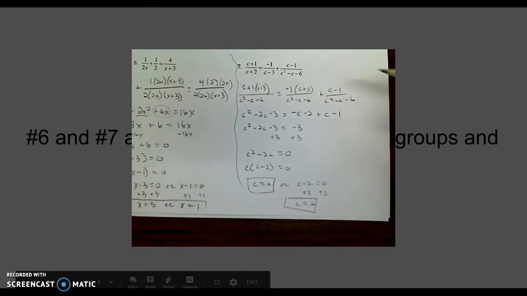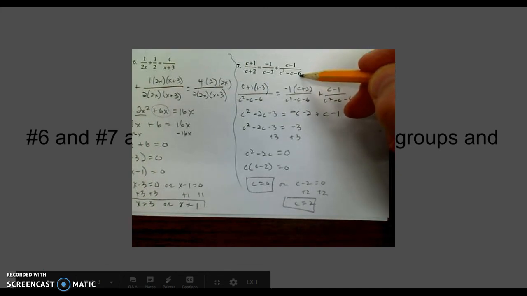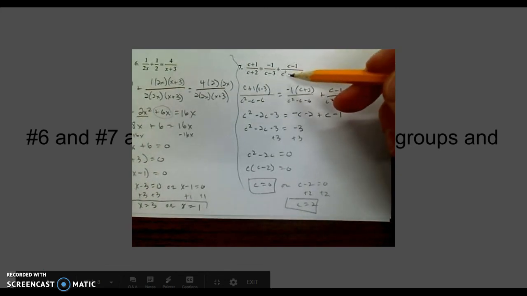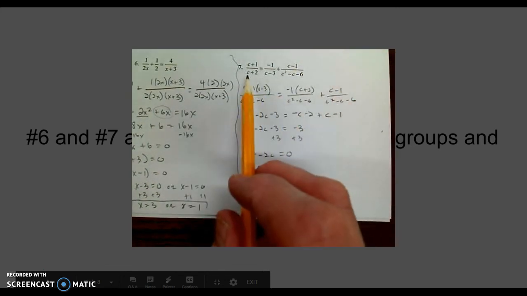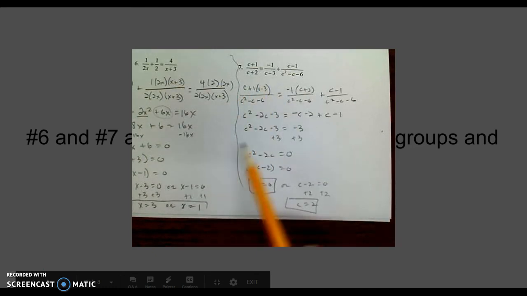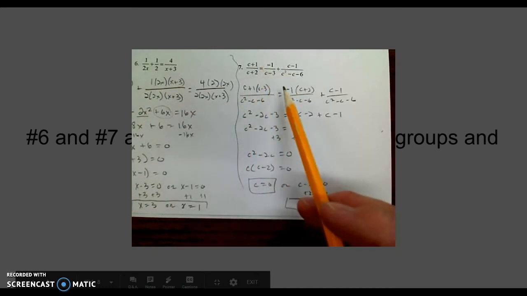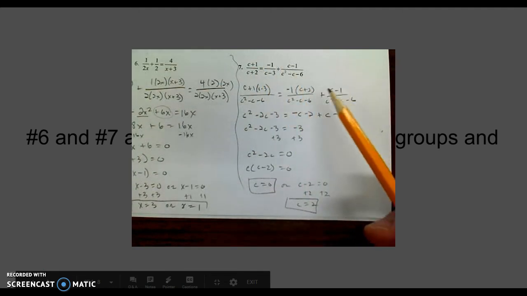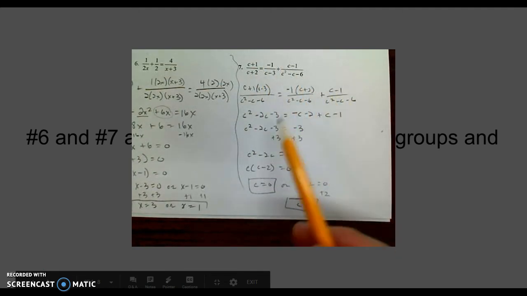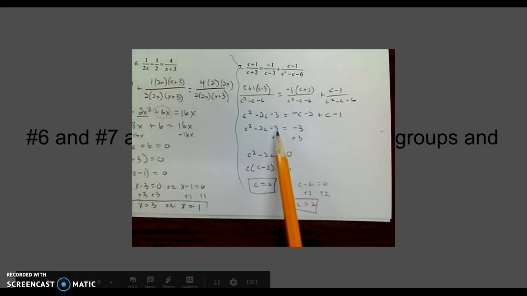This is a case where this fraction already contains a common denominator. C squared minus C minus 6 is the product of C plus 2 and C minus 3. So in this case, we can see that I need a C minus 3 factor here, a C plus 2 factor here. This one can stand. So this one also ends up as a quadratic, but a little bit easier to solve. We end up with the 3's being opposites and going to 0. So C squared minus 2C equals 0.